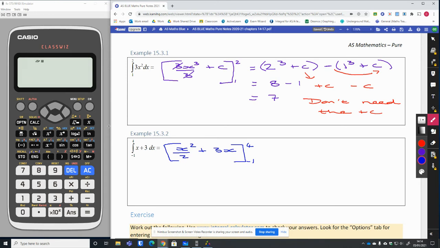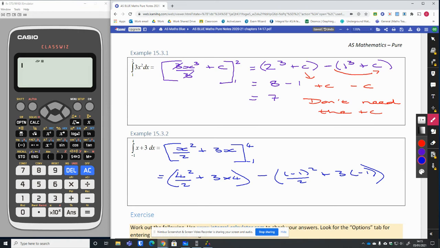However, if you get into the habit of writing either plus c or square brackets, then you should be able to work with it from there. We're substituting the value in, so we've got 4 squared over 2 plus 3 times 4 for the upper limit, take away, you have to get these the right way round, 1 squared over 2 plus 3 times minus 1.